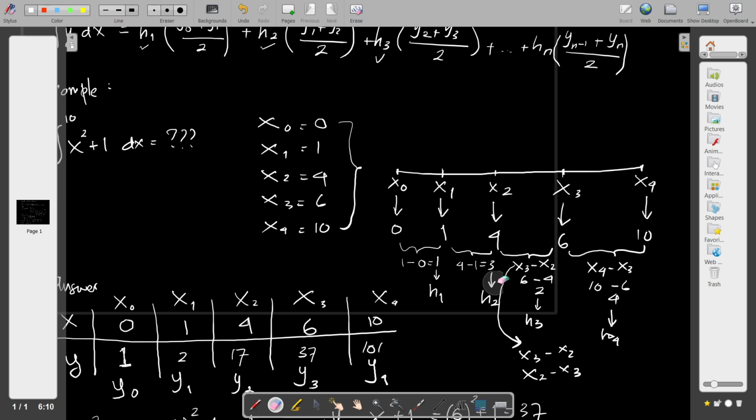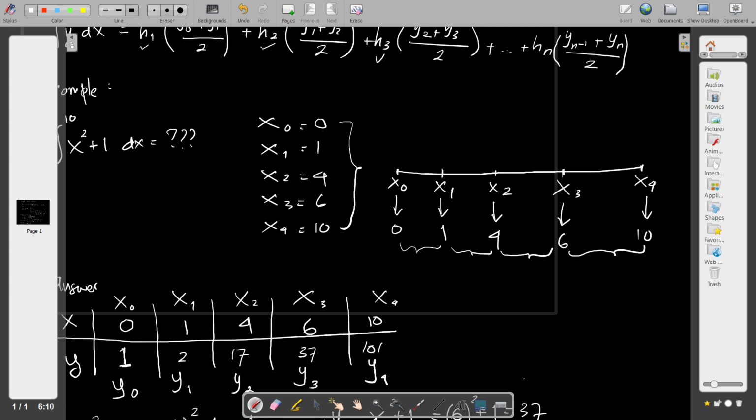I will re-explain. Okay, I'm sorry. So this is 1, because the difference between 0 and 1 is 1, and then this is 3, and then I will make the difference, or selisih. Okay, 1, 3, and then this is 2, and then this is 4. So this is our h1, this is our h2, h3 and h4. So this is the value of our h.